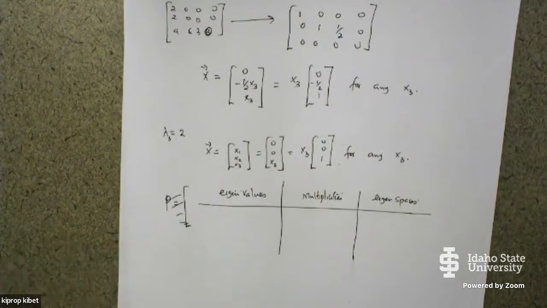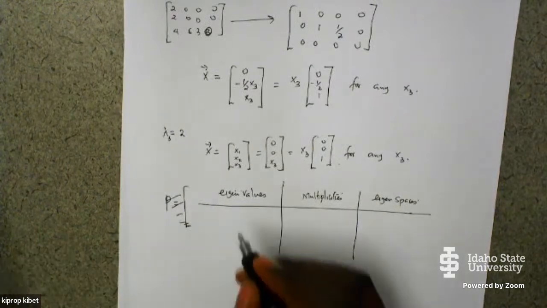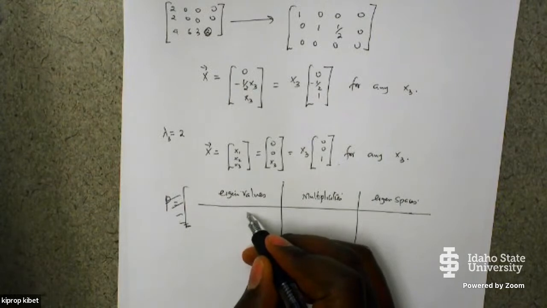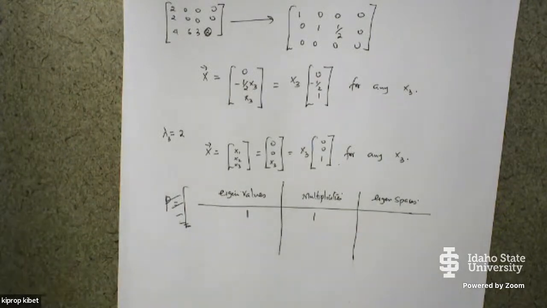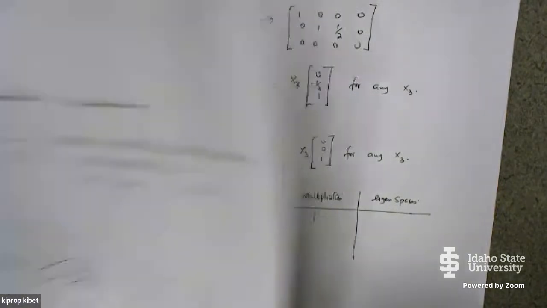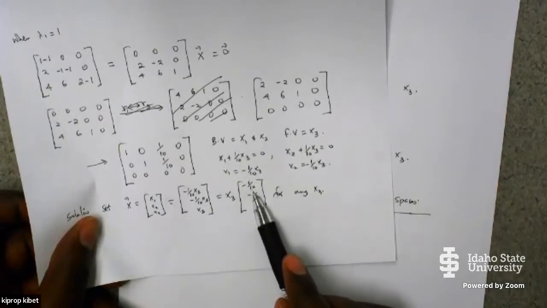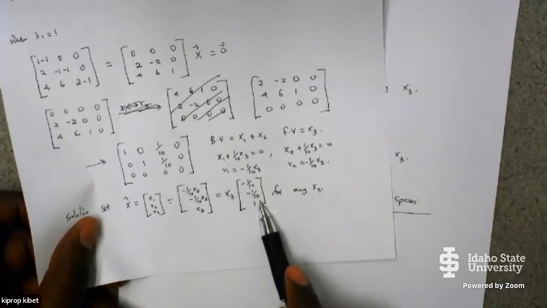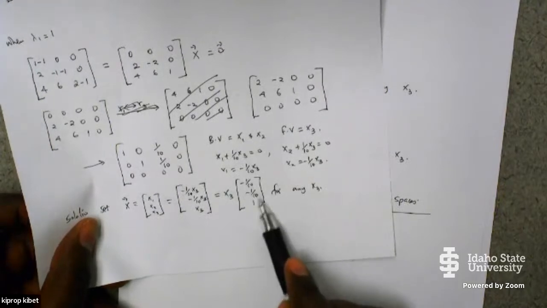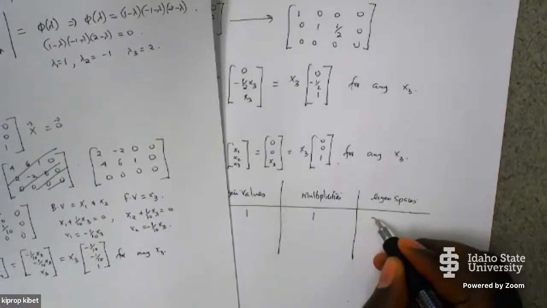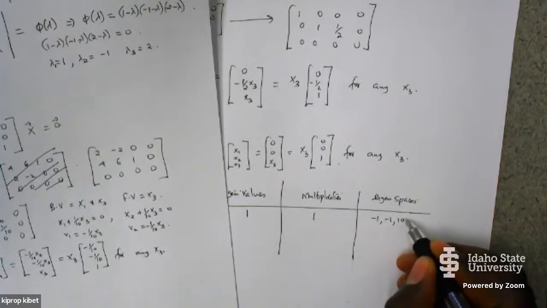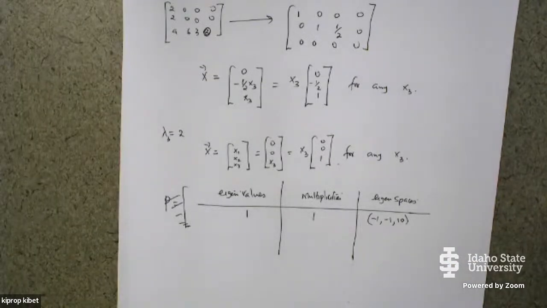When eigenvalue is 1, multiplicities are 1. Since you have this as 1 over 10, and negative 1 over 10, negative 1 over 10 there, we can multiply both sides by what? By 10. So what you get here is negative 1, and then 10 there. So that is our eigenspace.